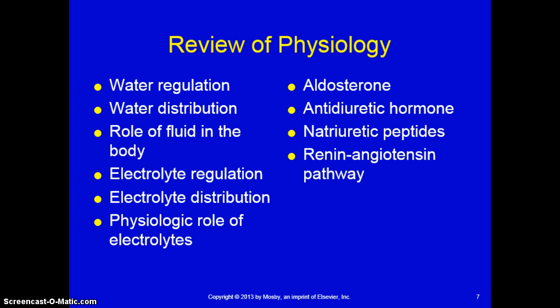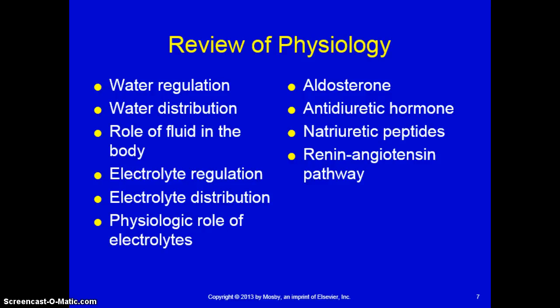When you're thinking about these many different things, the biggest things that you really want to consider are your aldosterone, antidiuretic hormone, natriuretic peptides, and then the renin-angiotensin pathway. And so when you're thinking aldosterone, aldosterone is produced as a result of the renin-angiotensin pathway, and aldosterone acts to regulate fluid volume, much like your antidiuretic hormone.